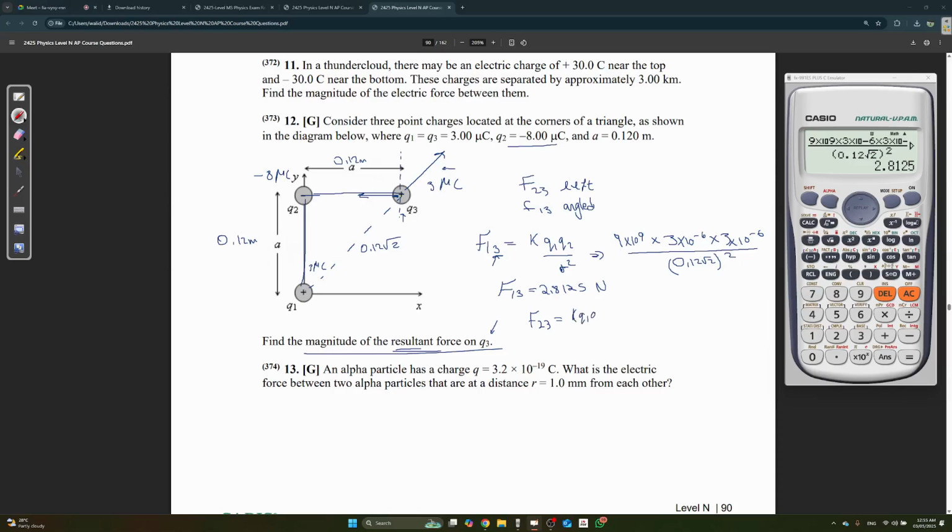Again, using the same formula: 9 times 10 to the 9. Our first charge is Q2. What's Q2? It's negative 8, right? So times negative 8, and remember, it has to be times 10 to the minus 6 because of the unit being used. Times the second charge, which is Q3, which is 3 microcoulombs, over the distance between them squared. The distance between them is 0.12, so 0.12 squared. I'll just use this one because it's a bit faster.